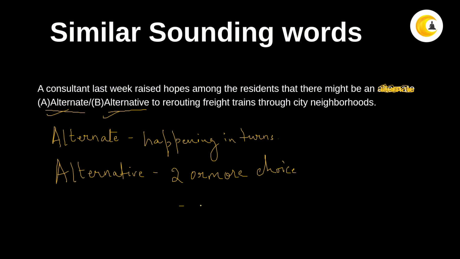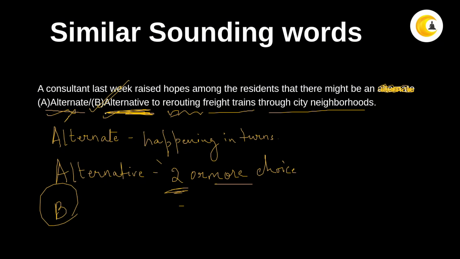It's not one or more, because if there's just one, you don't have a choice. So it has to be at least two or more. So what will fit in over here? A consultant last week raised hope amongst the residents that there might be an alternative, a different route, or a different change in the path or direction of the freight trains through the city neighborhood. Not alternate. It won't happen in turns, one after the other or one day after the other day. No, it's going to happen using an alternative route, where the freight trains will be rerouted. So your answer is option B, that is alternative.